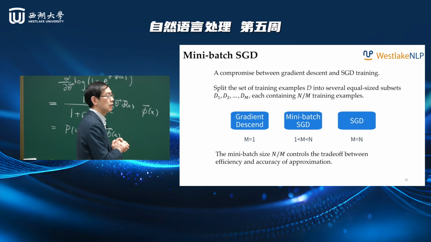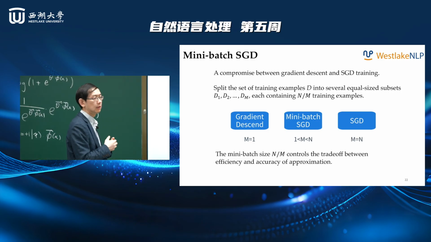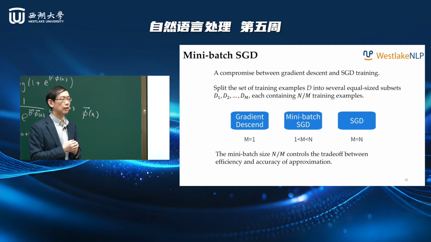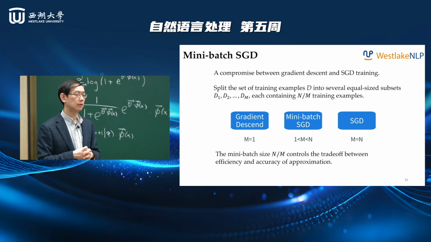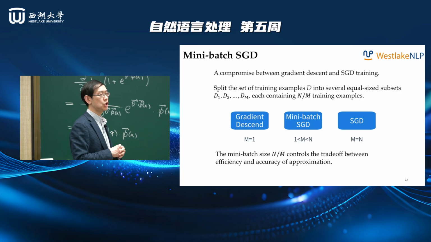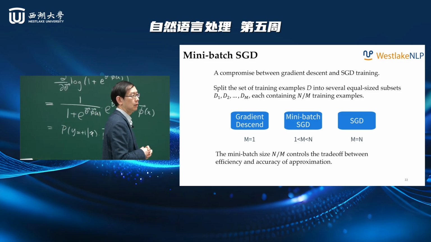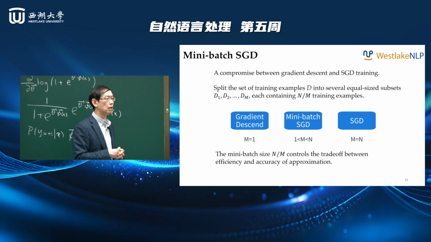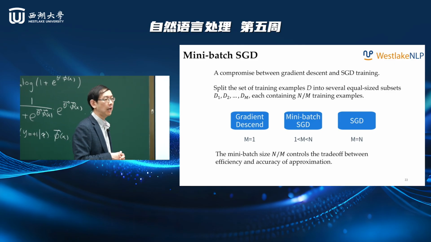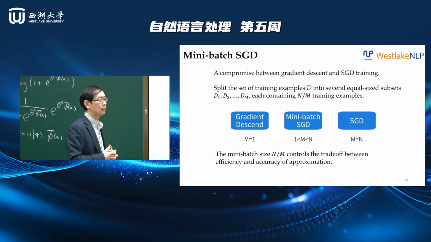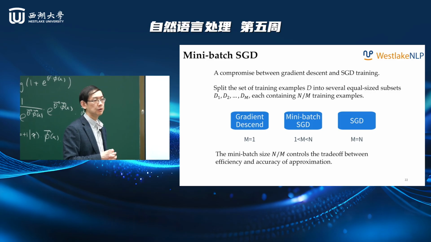SGD is an approximation of gradient descent. Okay, it often gives a strong result compared to GD. But there is a compromise between GD and SGD, which is called mini batch SGD. And the idea is also very simple.